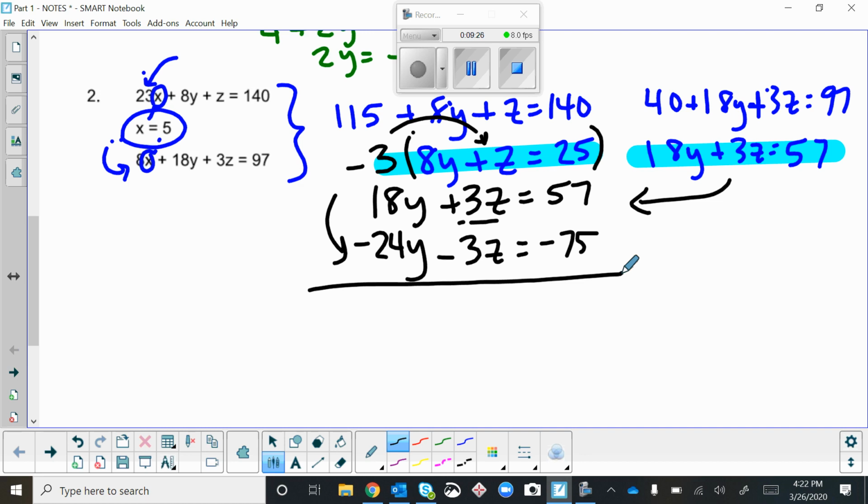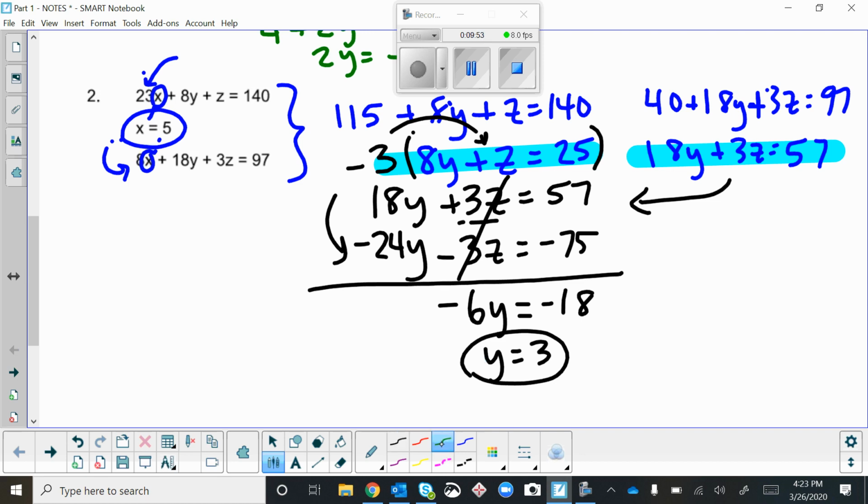So the z's cancel. And the y's give me -6y. And 57 minus 75 is -18. And now we have just this one variable. We divide both sides by -6, and y equals 3. Okay, and we already know that x equals 5, so that's pretty money right there.